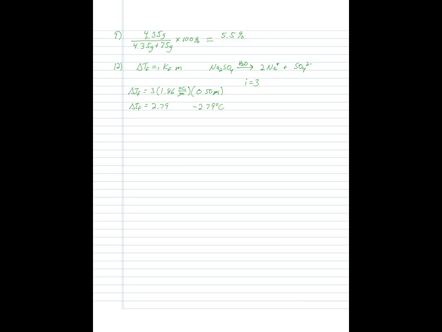So we're looking for osmotic pressure. Remember, osmotic pressure, pi, is equal to CRT, where C is our concentration in molarity, R is the gas constant, so we want R at 0.0821 liter atmosphere per Kelvin mole, and T is our temperature in Kelvin, so we've got to have Kelvin.